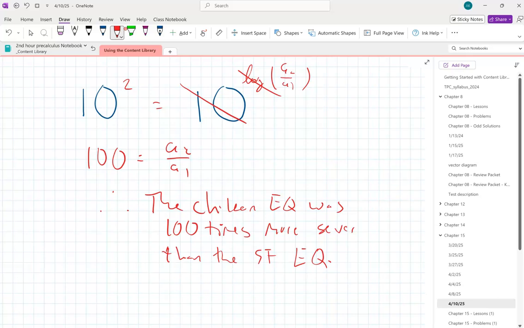So the takeaway here is that each whole number difference in the Richter scale is a factor of 10 difference in severity. So like a magnitude 4 earthquake is 10 times as bad as a magnitude 3 earthquake. And a magnitude 7 earthquake is 10 to the 4th, like 10,000 times as bad as a magnitude 3 earthquake. Right? So every difference in one is a factor of 10.